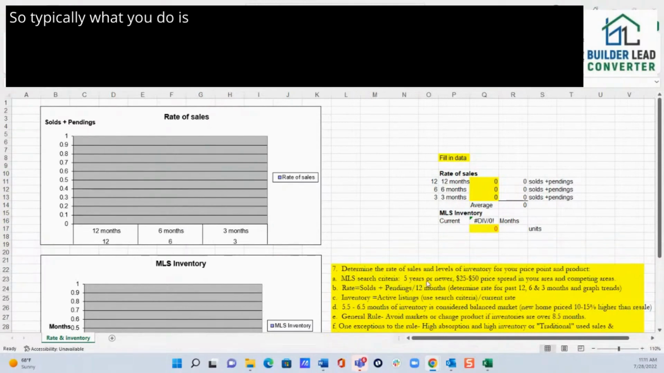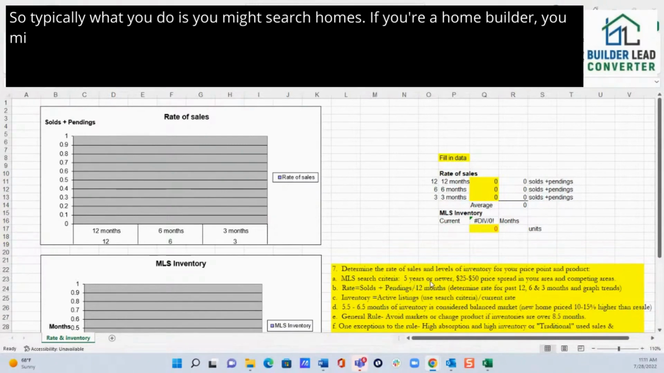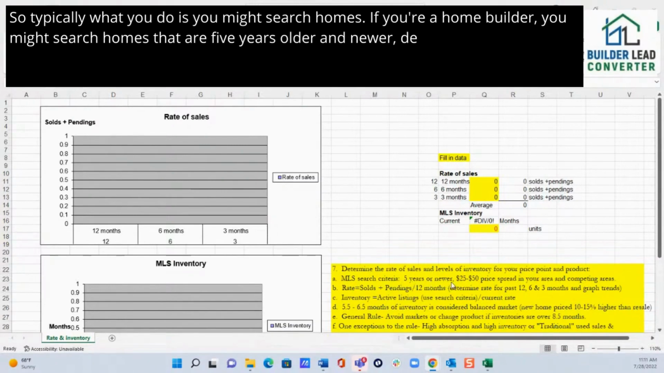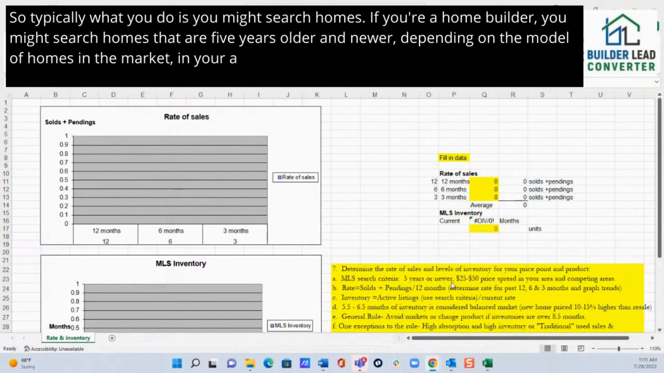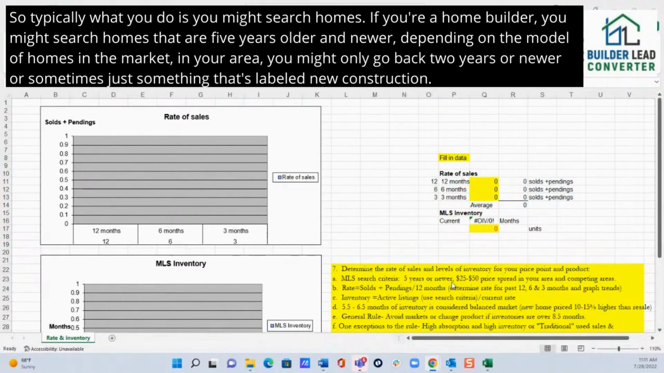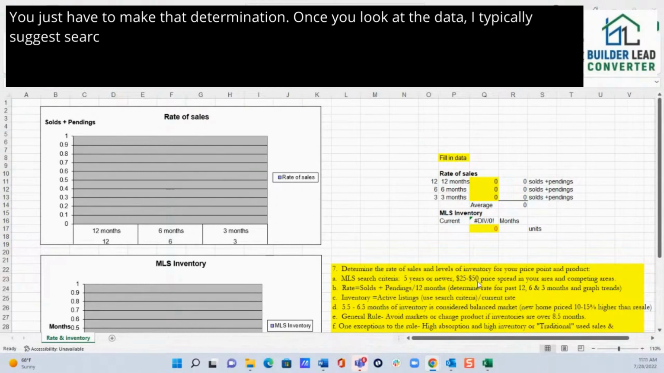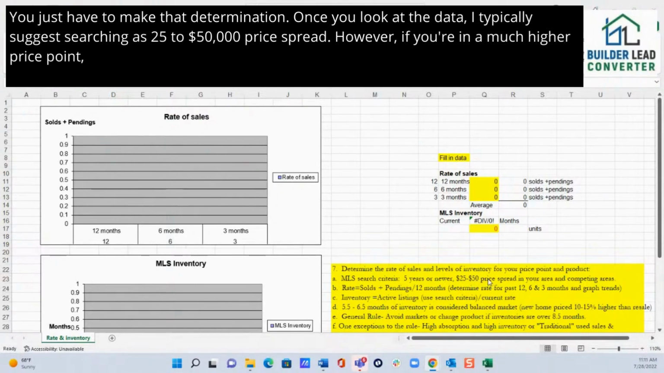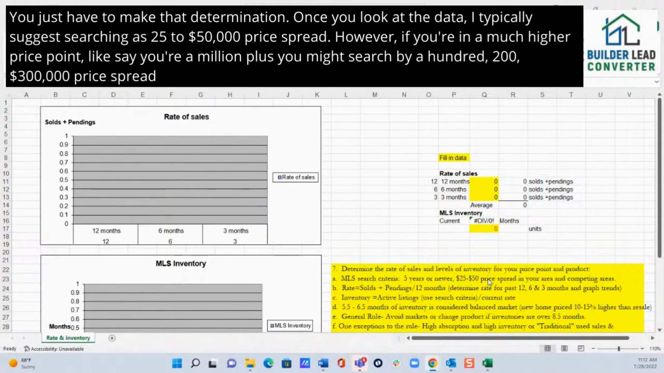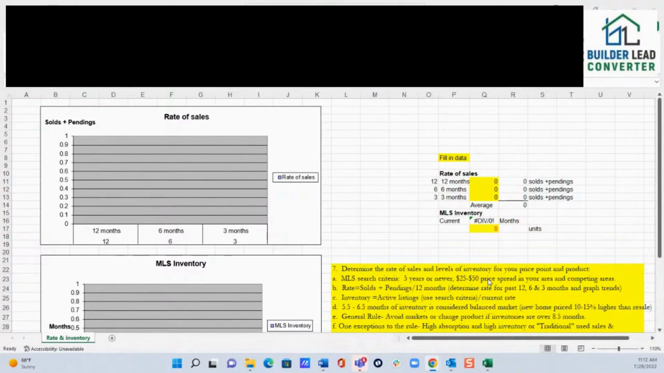Typically you might search homes. If you're a home builder, you might search homes that are 5 years old or newer. Depending on the amount of homes in the market in your area, you might only go back 2 years or newer, or sometimes just something labeled new construction. You just have to make that determination once you look at the data. I typically suggest searching a $25,000 to $50,000 price spread. However, if you're at a much higher price point, say $1 million plus, you might search by $100,000, $200,000, $300,000 price spreads. So the lower your price point, the tighter the price spread.